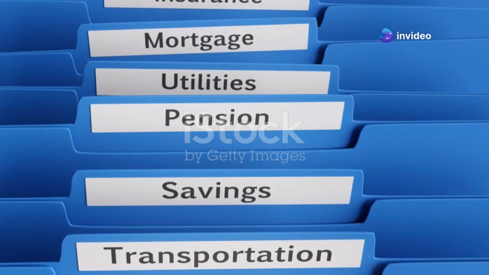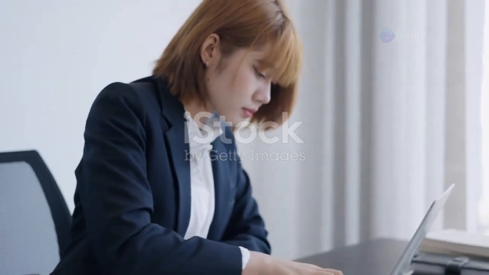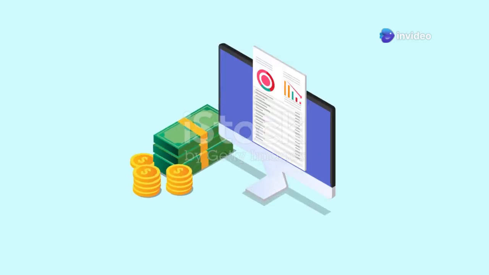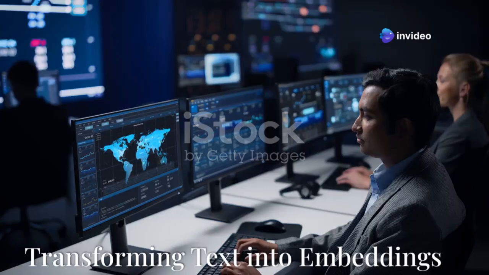Think of it like organizing the library. Each book is categorized and placed on the appropriate shelf. This organization makes it much easier to find the specific information we're looking for. Segmentation does the same thing for our data, preparing it for deeper analysis.